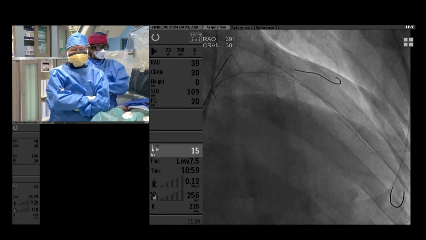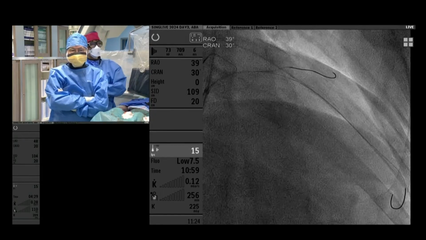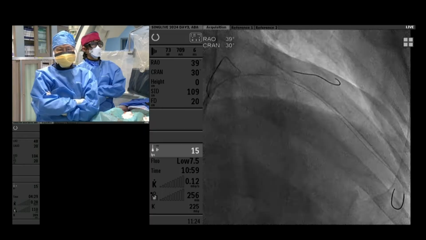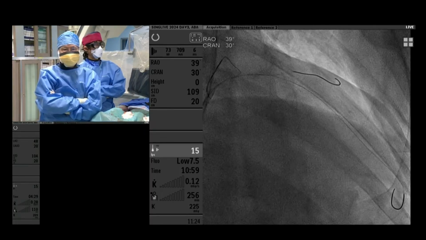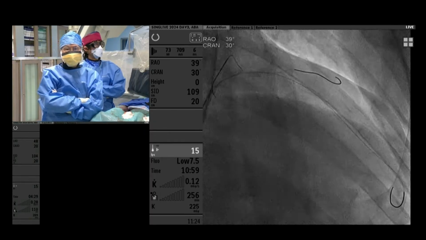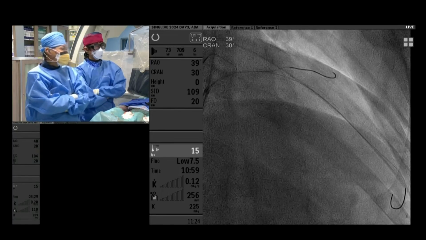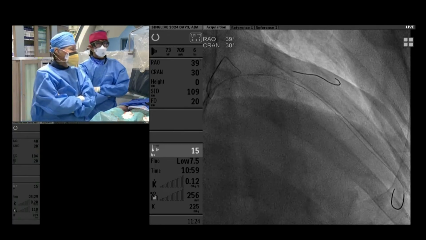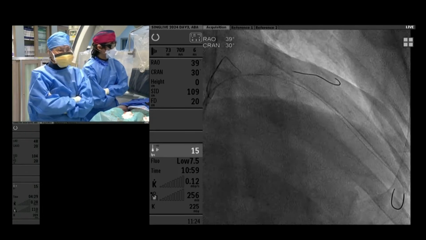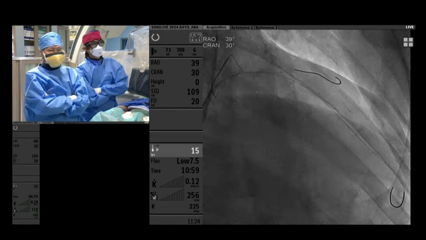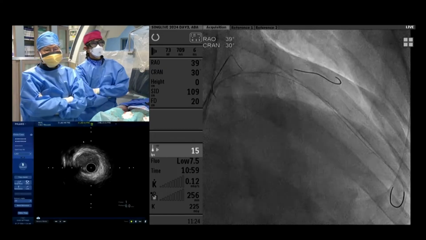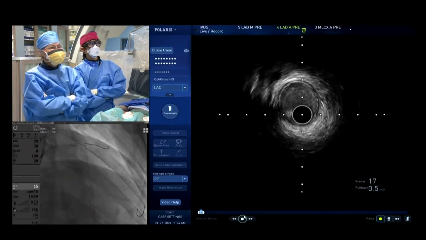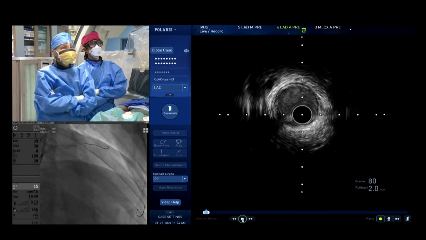Fortunately, we have IVUS, so the IVUS can really help us guide whether the lesions are well expanded and whether there's any significant plaque prolapse that requires stenting. We haven't shown you the IVUS, right? So we can replay the IVUS again. We'll show you the last IVUS of the LAD after we balloon. So the IVUS is a great help.